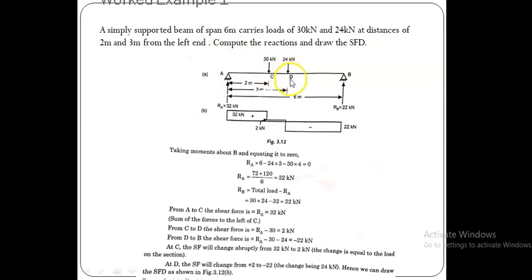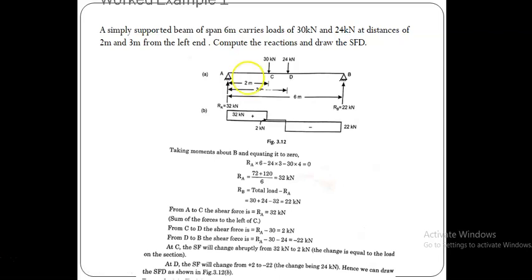But why do I write particularly sigma M equal to 0? So that I can find RA with this one equation. Otherwise, suppose I choose the point at D, sigma MD equal to 0. Then I can write the equation RA into 3 minus 30 into 1, then again minus RB into this distance 3. So I have two unknowns in this single equation.